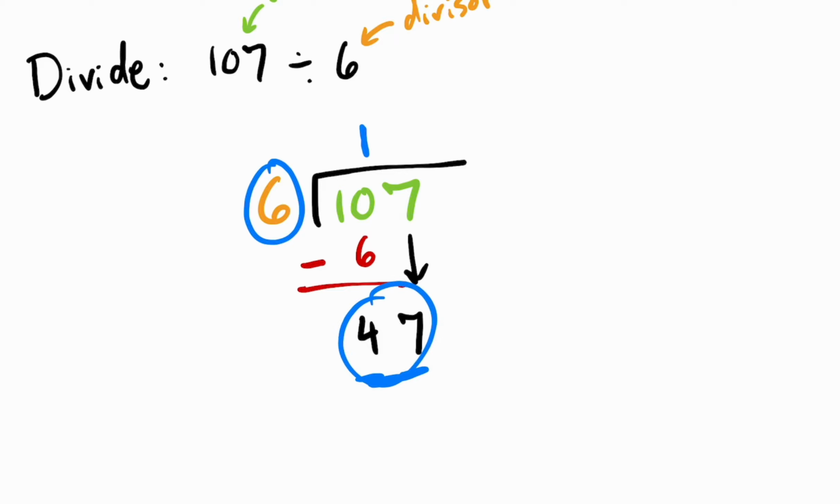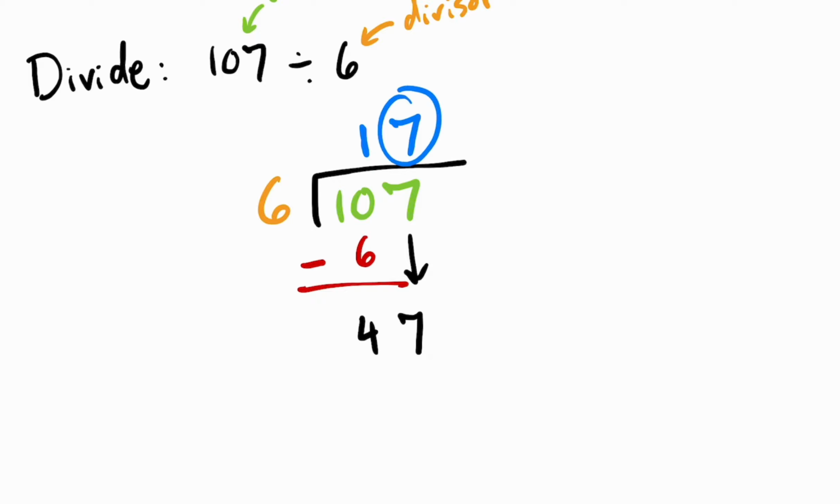So yes, 6 does go into 47. So you can think, okay, 6, 12, 18, 24, 30, on and on. Basically, long story short, 6 does go into 47 7 times. Okay, so now that we've got that 7, we've written it above. Now our next step is to multiply. So we're just multiplying the 7 times the 6 now. 7 times 6 equals 42. So we'll write that down below the 47.